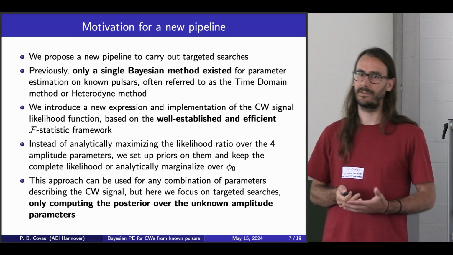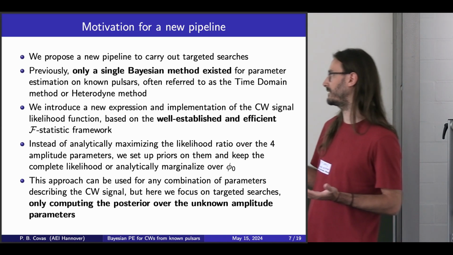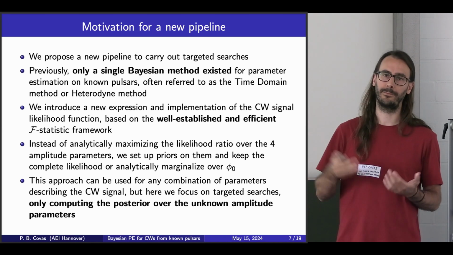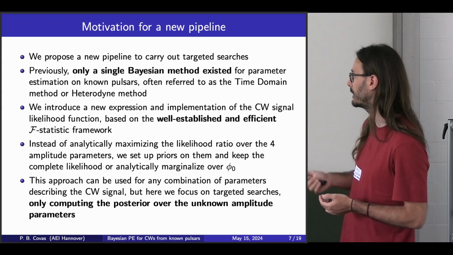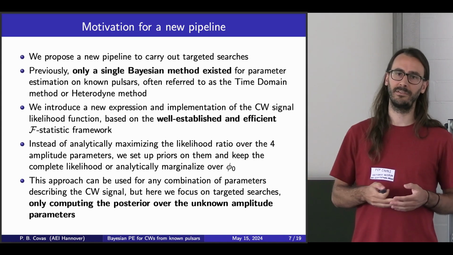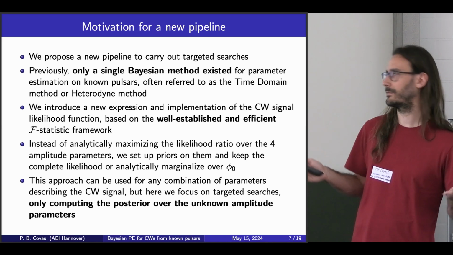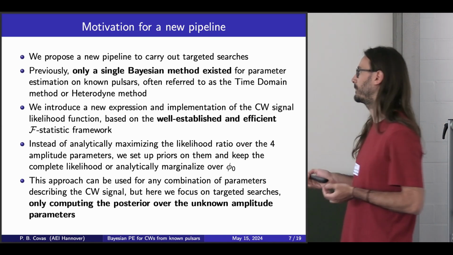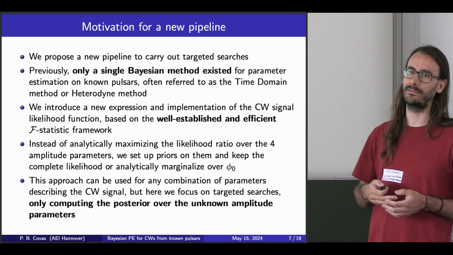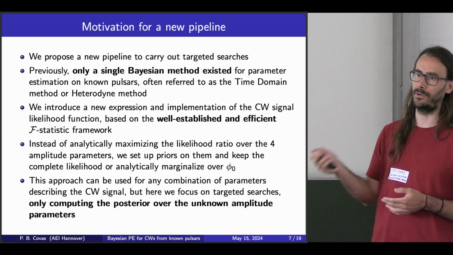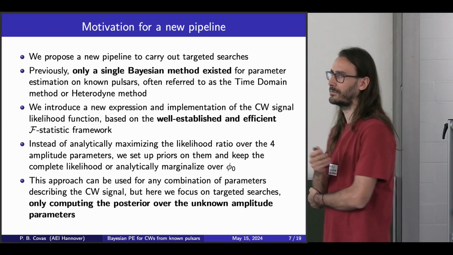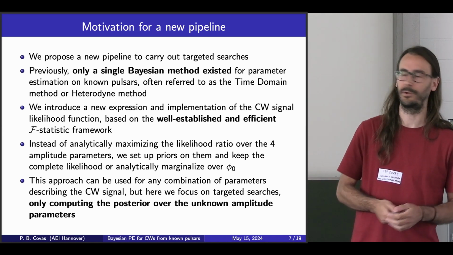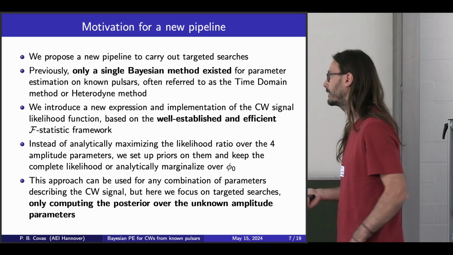What we do is that instead of analytically maximizing the likelihood ratio over these 4 unknown amplitude parameters, which is what the F-statistic does, we set up priors over these 4 unknown amplitude parameters, and then we use a stochastic sampler like Dynasty to search over these prior ranges in order to obtain posterior distributions over these 4 amplitude parameters.